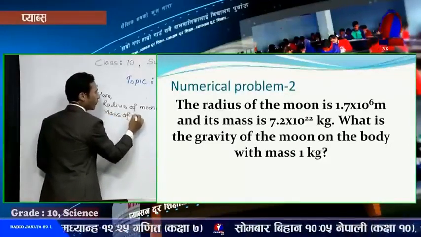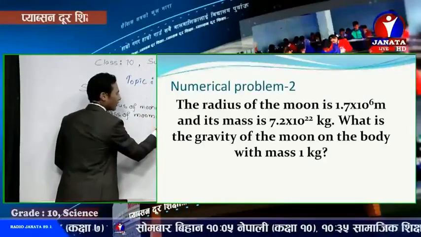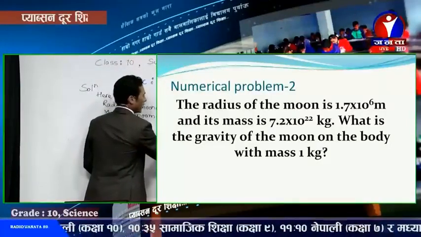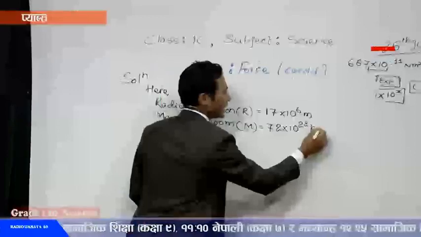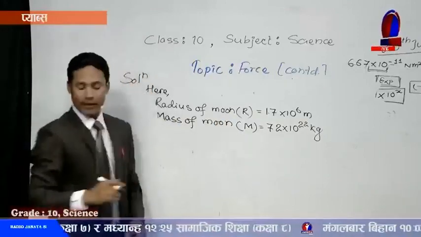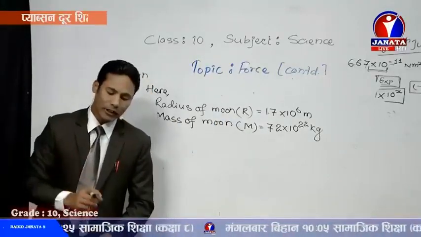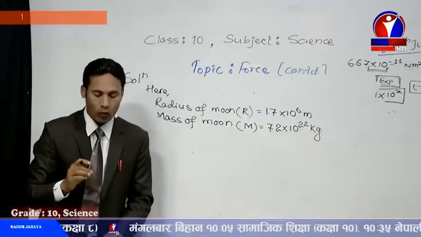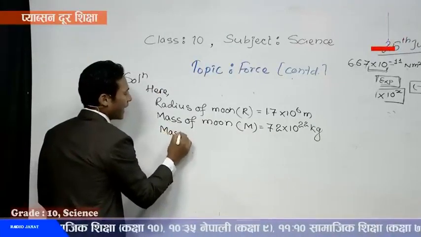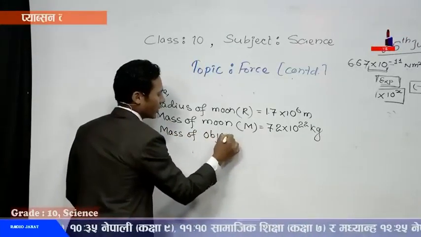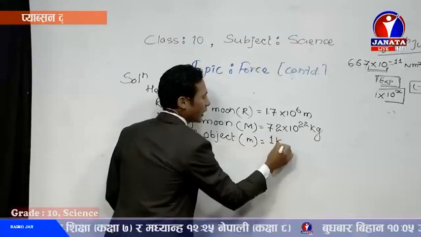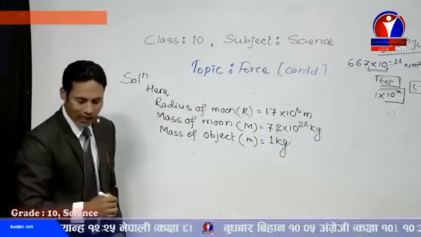The mass of the moon, I will write it as capital M, is given as 7.2 into 10 to the power 22 kg. This is the mass of the moon. And the next one given is: what is the gravity of the moon on a body with the mass 1 kg, right? So for the mass of this other object, I will represent it by small m equals 1 kg. We need to calculate the gravity.